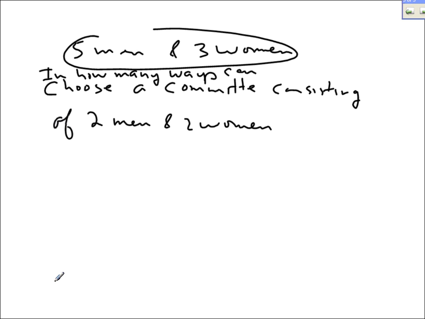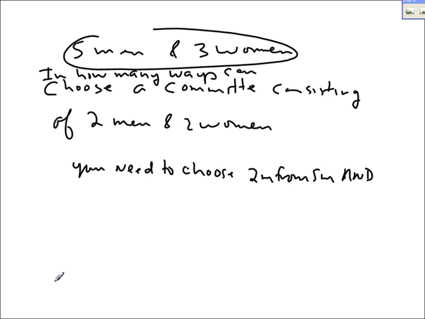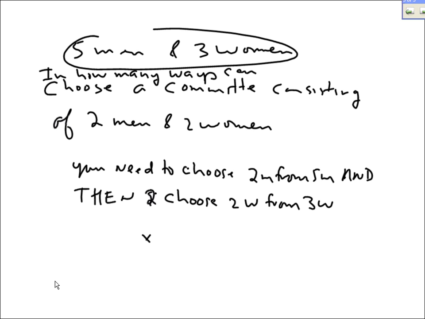Okay, so how would you do this? You need to choose 2 men from 5 men, and then. This is a key phrase. That means multiply. And then choose 2 women from 3 women. Okay. So we're going to multiply.